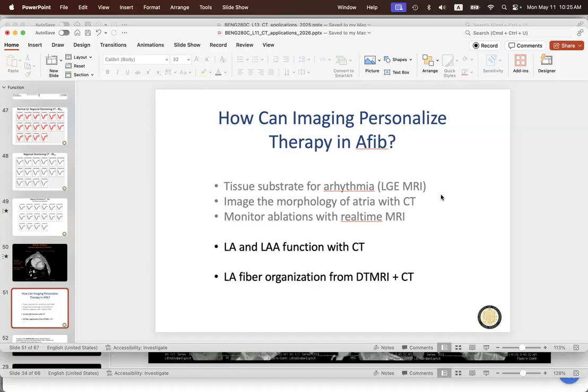And you can look at LA fiber orientation, but that's sort of second level stuff. We did some interesting papers with diffusion tensor MRI, looking at really detailed fiber maps of the atria, which has been quite helpful for model building. But I'm not sure you do that in every patient. That was a hard thing to do. But function with CT is pretty straightforward.